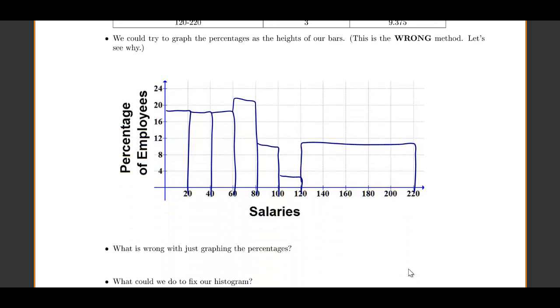So what is wrong with just graphing percentages? What is wrong with this graph? Why does this look so strange to us? It's all in that last interval. When you look at this graph, it seems like a lot of people are earning a lot of money.